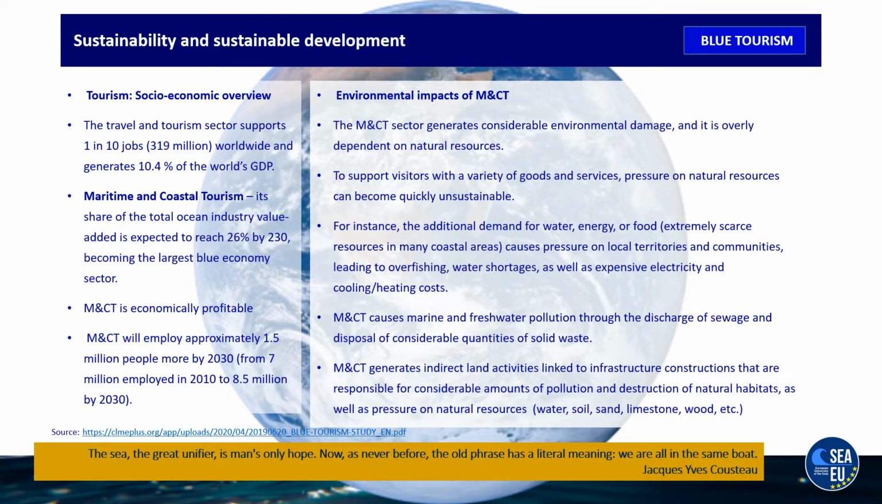Regarding tourism, we have a social and economic overview. The travel and tourism sector supports 1 in 10 jobs worldwide and generates 10.4% of the world's GDP. Maritime and coastal tourism is economically profitable, but the sector also generates considerable environmental damage, and it's overly dependent on natural resources. To support visitors with varied goods and services, pressure on natural resources can quickly become unsustainable. Also, maritime and coastal tourism causes marine and freshwater pollution through the discharge of sewage and disposal of considerable quantities of solid waste. It also generates indirect land activities linked to infrastructure construction that are responsible for considerable amounts of pollution and destruction of natural habitats.